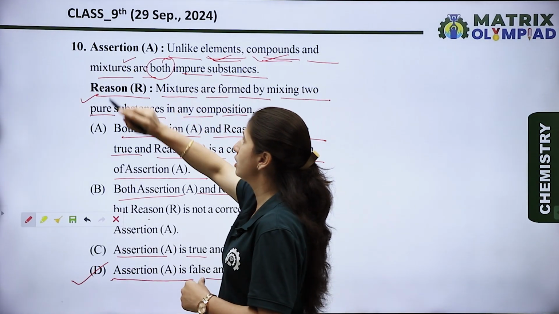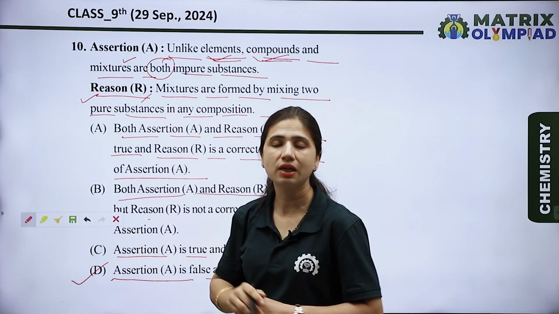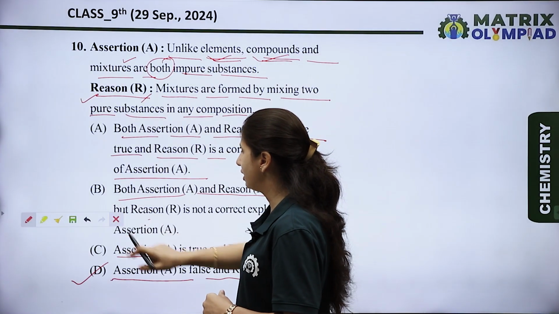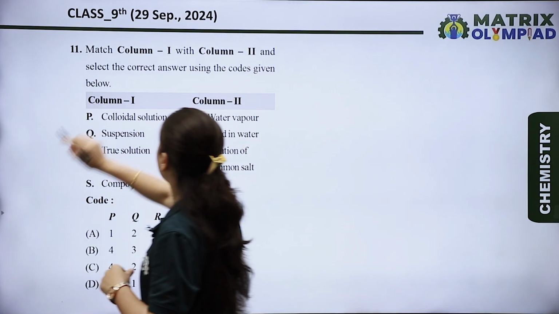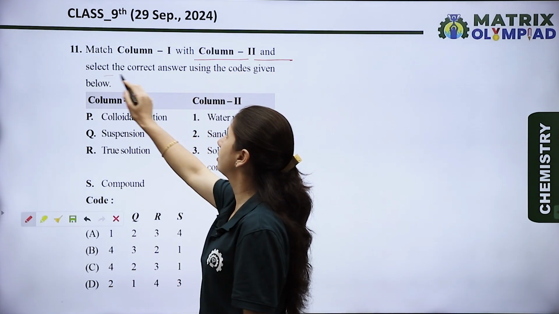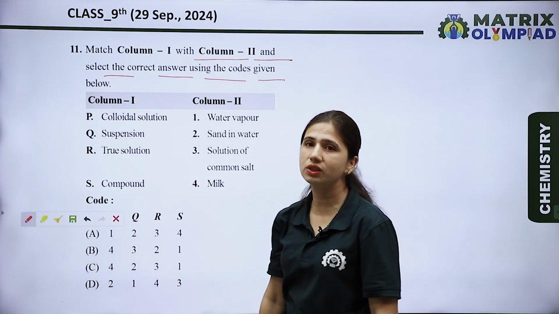So the assertion is a false statement and the reason is a correct statement. Now let's see the next question. The next question is: match column first with column second and select the correct answer using the codes given below.